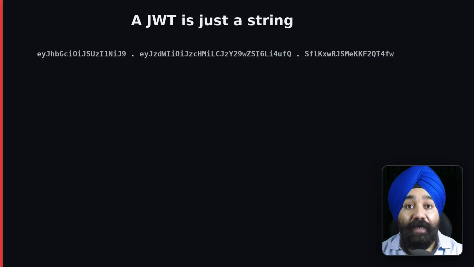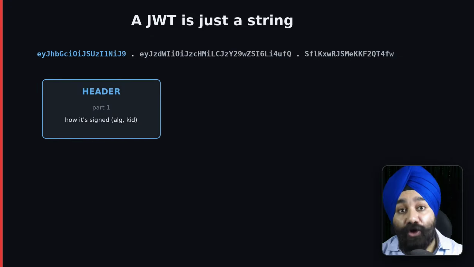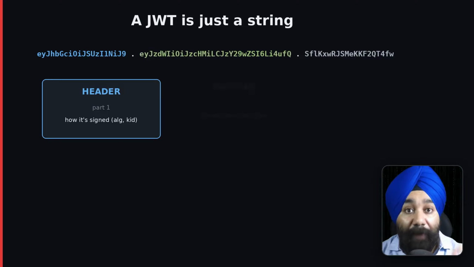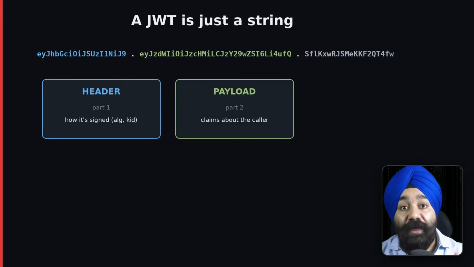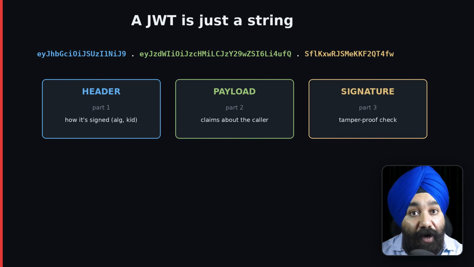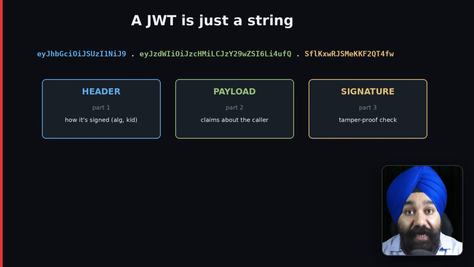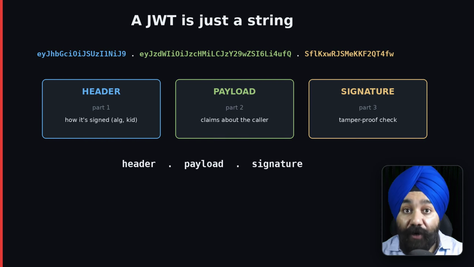Okay, the star of the show: the JWT, a JSON Web Token. Don't let the name scare you, because it's really just a string with 3 parts separated by dots. The first part is the header, which says how the token was signed. The second part is the payload, which carries the claims, the actual facts about the caller. And the third part is the signature, the part that makes it tamper-proof. Header, payload, signature. 3 parts, 1 dot between each. That's the whole shape of a JWT.